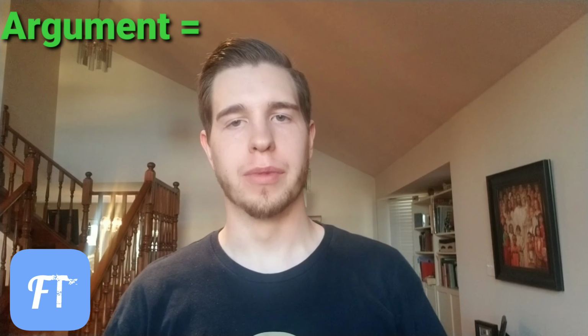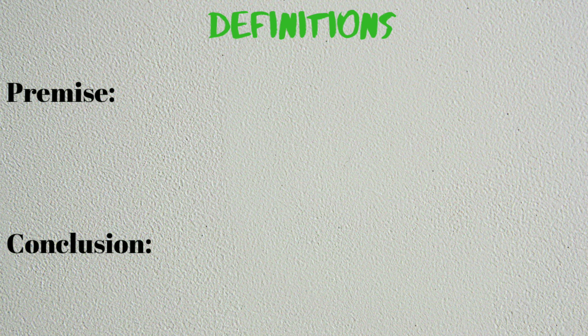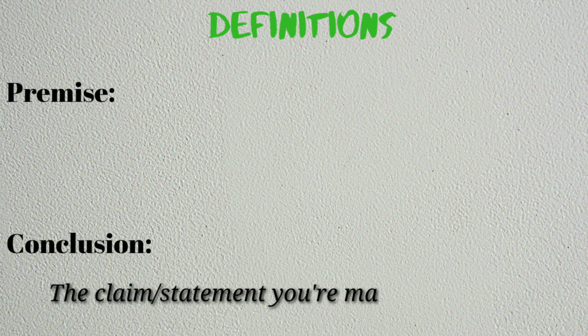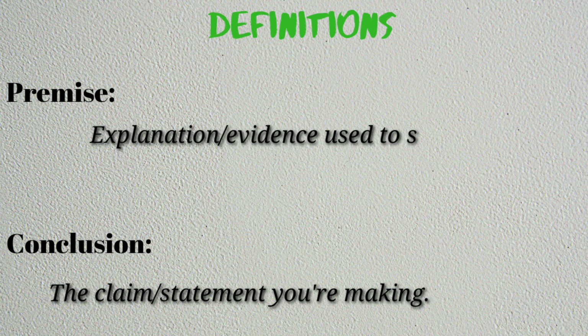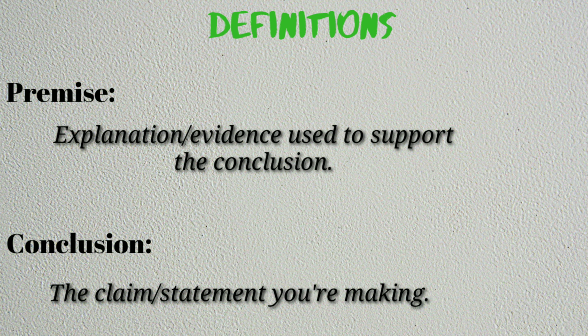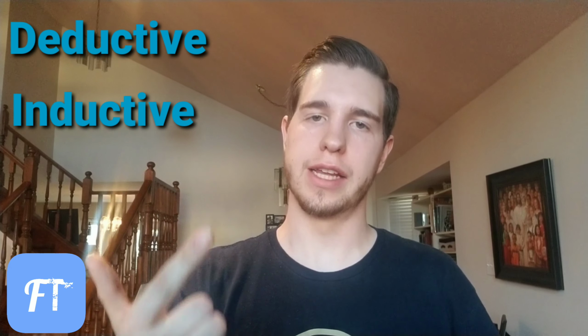An argument has at least two parts, one or more premises and a conclusion. The conclusion is the claim or the statement that you're making, and the premise or premises are the explanation or evidence you use to support the conclusion. Now I'll get into two kinds of arguments you can use to gain control of any discussion or disagreement you may be in. The two types of arguments are called deductive and inductive.